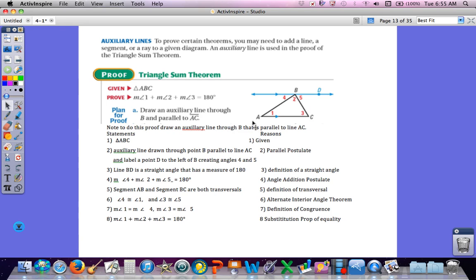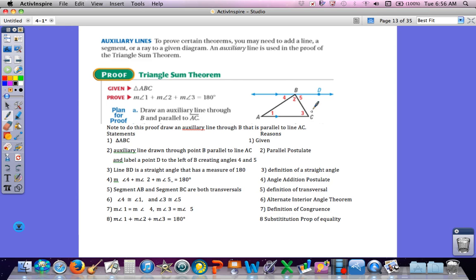And we're going to go ahead and go through this proof in class. So if you want to fast forward a little bit, you can here. But basically, I'm going to go through it with you. They want you to realize that if you draw an auxiliary line there, you're going to get these extra angles, and you can label them angle 4 and angle 5.